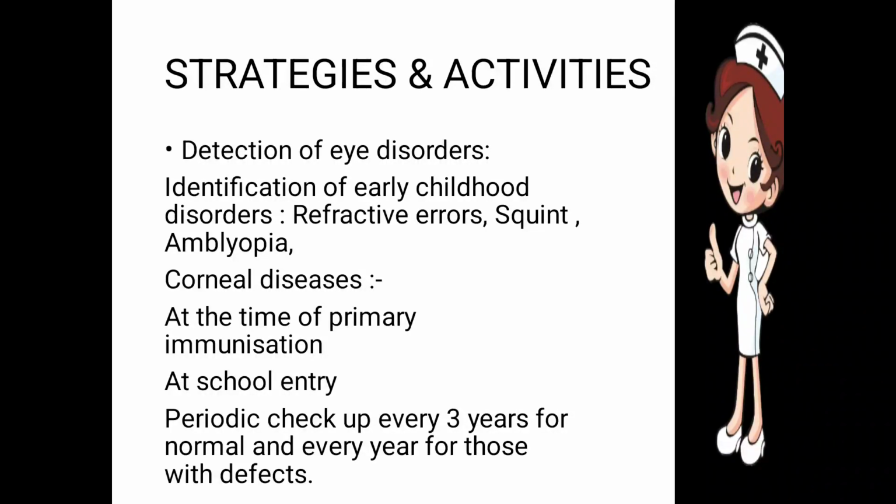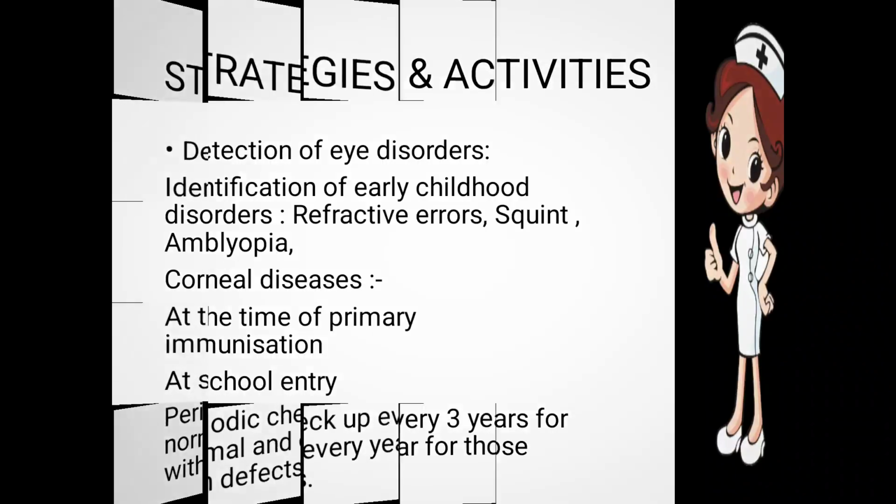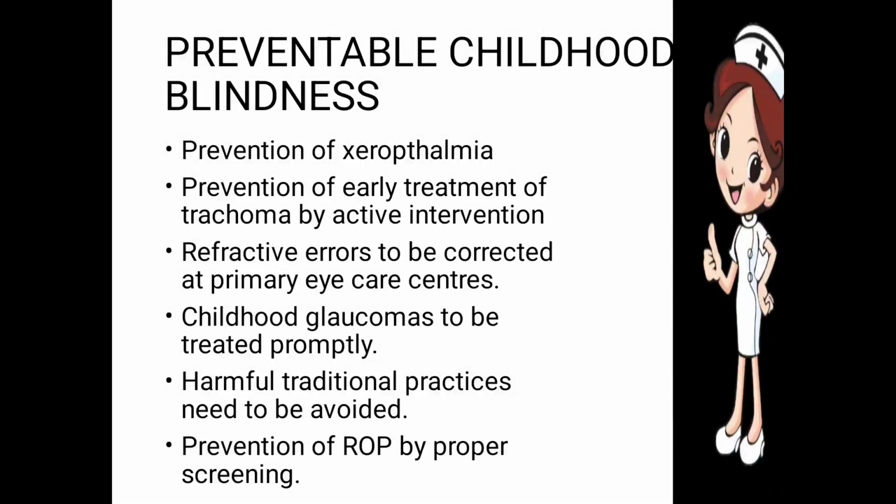After every 3 years, a periodic normal checkup should be done by an ophthalmologist or an optometrist for the normal person, and every year for those who have defects, and we have to always maintain and keep the records of the eye so that they will help a lot. Next one is preventable childhood blindness. Okay, prevention of xerophthalmia. Xerophthalmia is basically a dryness which takes place in children, dry eyes. Sometimes Stevens-Johnson syndrome takes place. So prevention of xerophthalmia. Next one is prevention of early treatment of trachoma by active intervention.